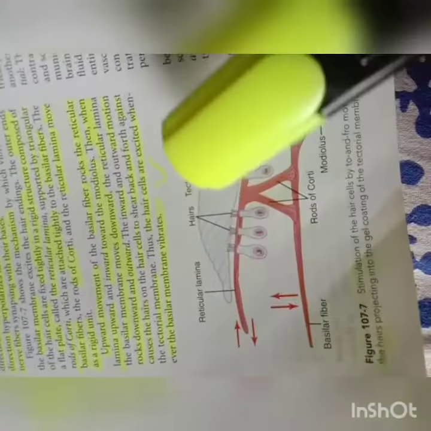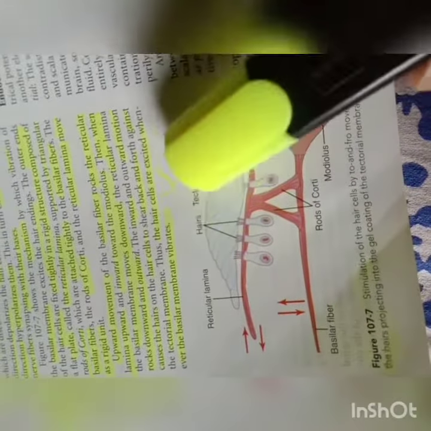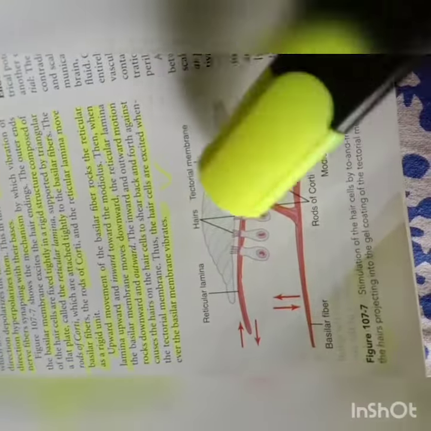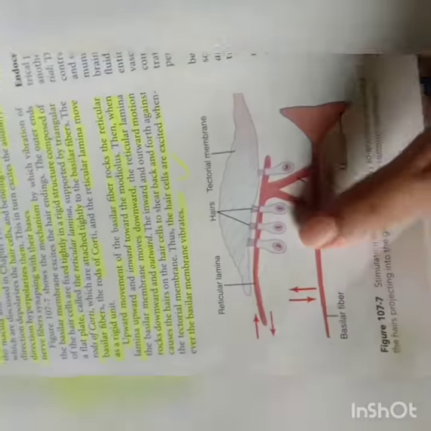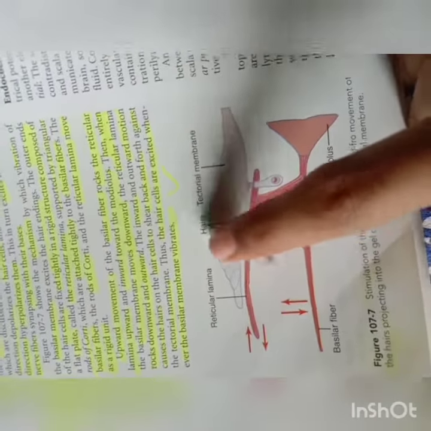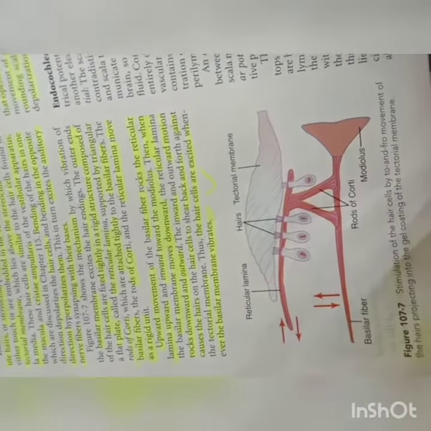This is the tectorial membrane, these are the stereocilia hairs, and this is the rods of Corti, and this continuation is the reticular lamina on which the outer hair cells are present, and they are forming small stereocilia outside.